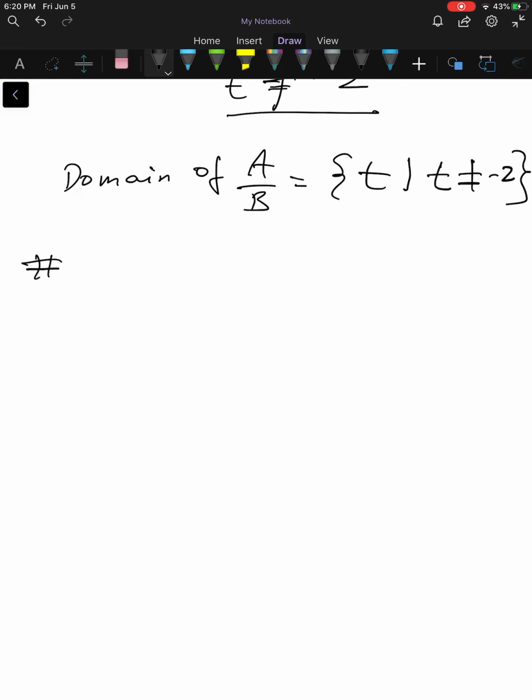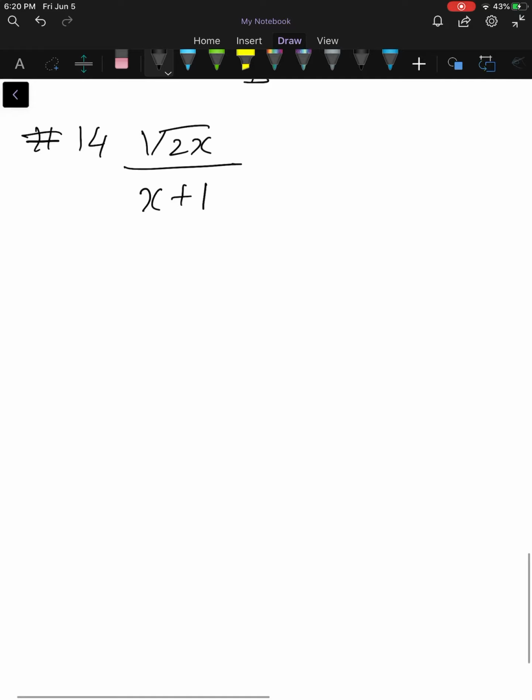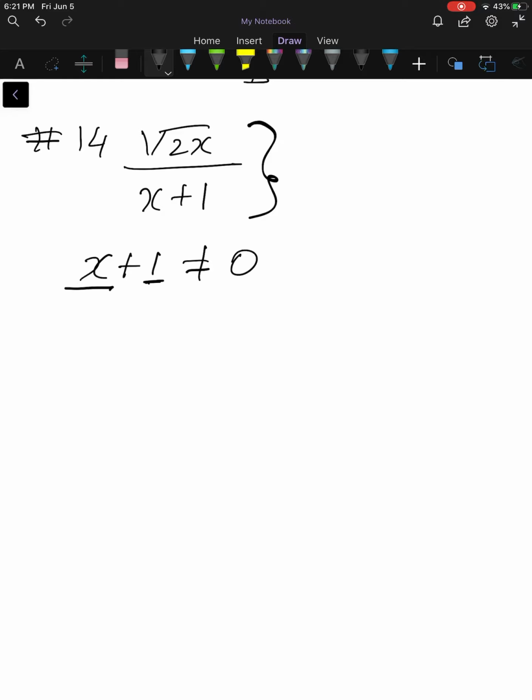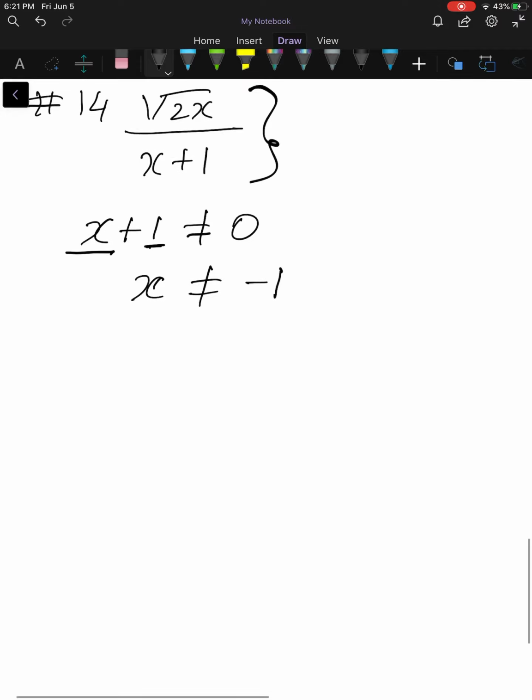Next example, this is exercise 14 in your book: square root of 2x over x plus 1. This is an interesting example, and you will understand why. Again, this is a rational expression, and observe that you have a square root as well as a denominator. Let us deal with the denominator first. The denominator should not be 0, so x plus 1 should not be 0. That would be when x is negative 1. So x should not be negative 1.